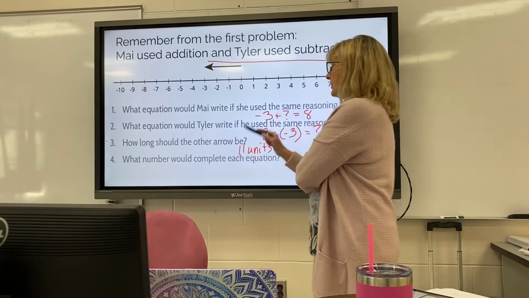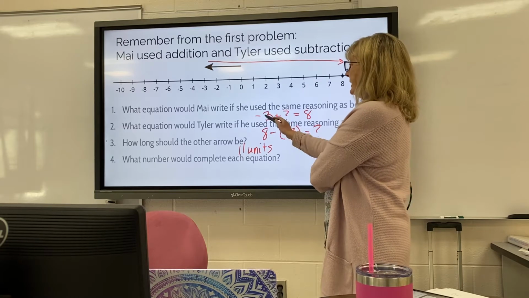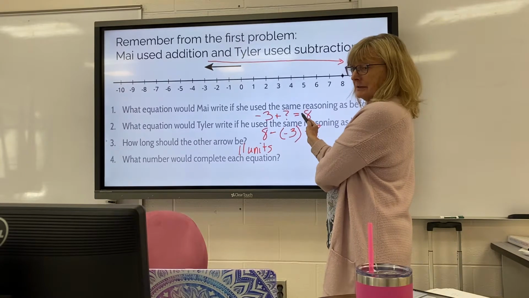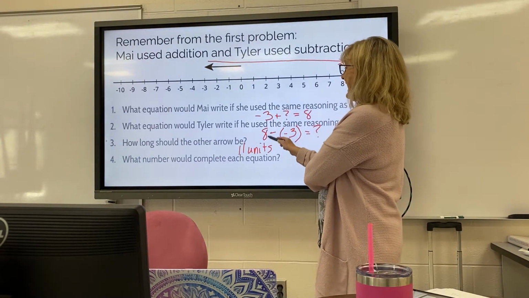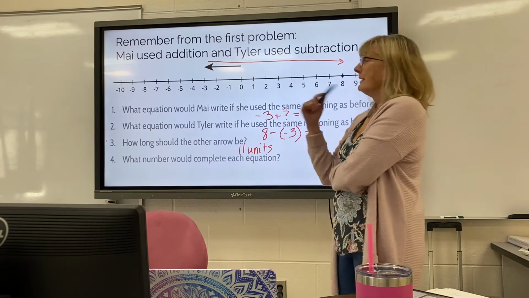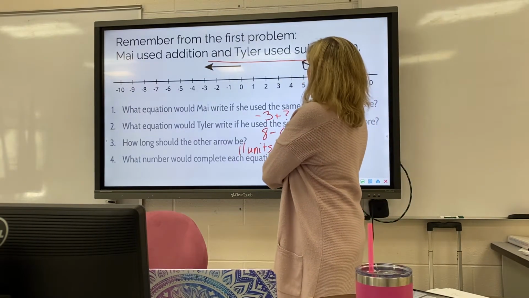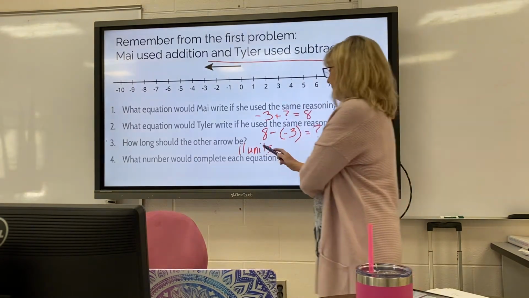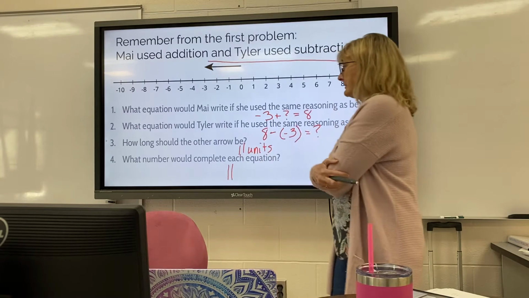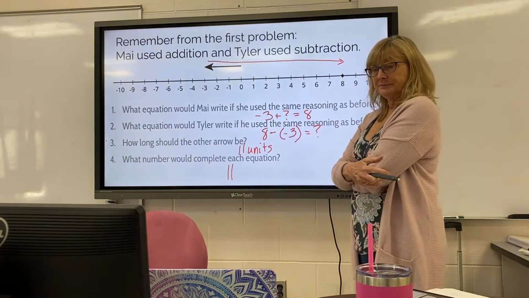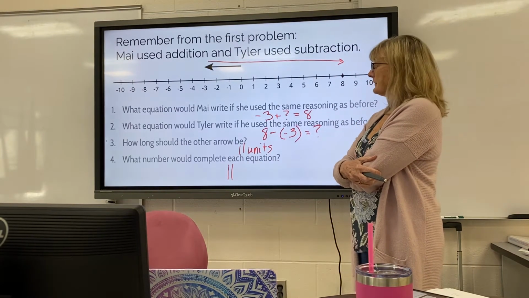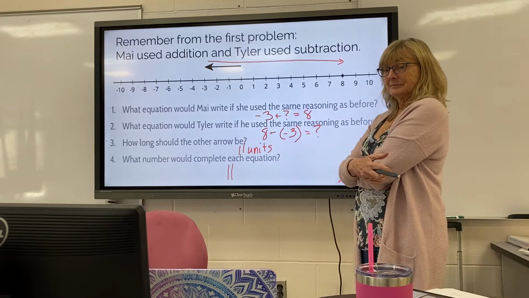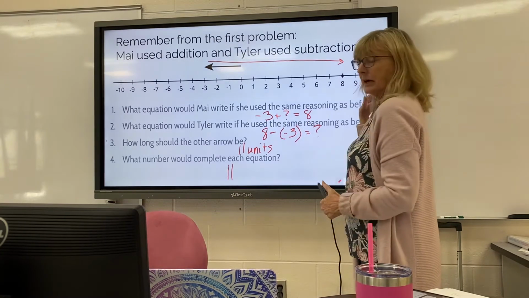Okay. What number would complete each of these equations? -3 plus 11, does that equal 8? Yeah. Okay. What about 8 minus -3? 8 minus -3, is that still going to be 11? Yeah, we just proved it, didn't we? Okay. So it's going to need a positive 11. Makes both of them true. All right. Questions on that? No, ma'am. Okay. Who needs more time?